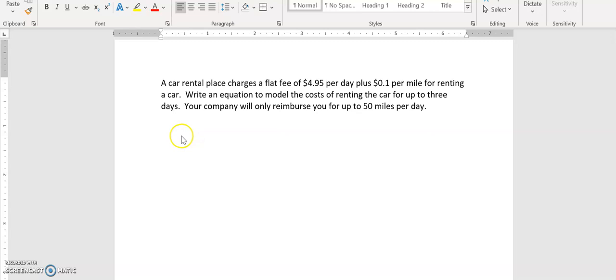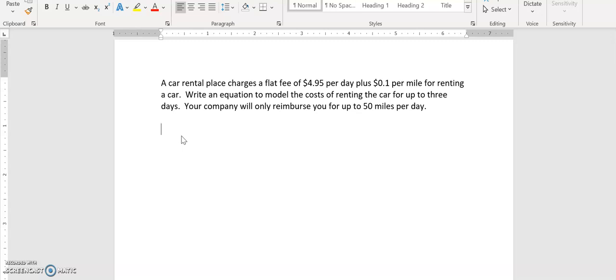So the first thing we're going to do is separate out each of the two parts of the cost associated with this rental charge. We're being charged $4.95 per day plus 10 cents per mile for renting the car. Now we know, in addition to that, that we're only going to rent the car for up to 3 days, and that the company will only reimburse us for up to 50 miles per day. So we're going to incorporate that information into our equation.